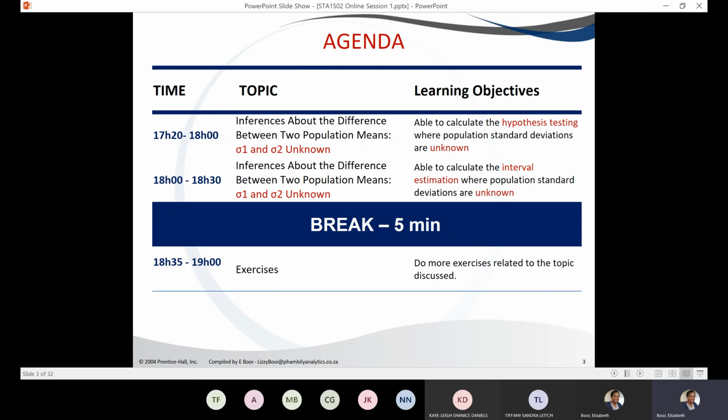But in between, I would like to take at least a 5-minute break, a breather, so that everybody can stand up from where they are, because we would have been sitting for almost an hour. So you can distract yourself with something else and then come back and concentrate on the exercises as well. We will see how this goes, but the session will end at 7 o'clock.